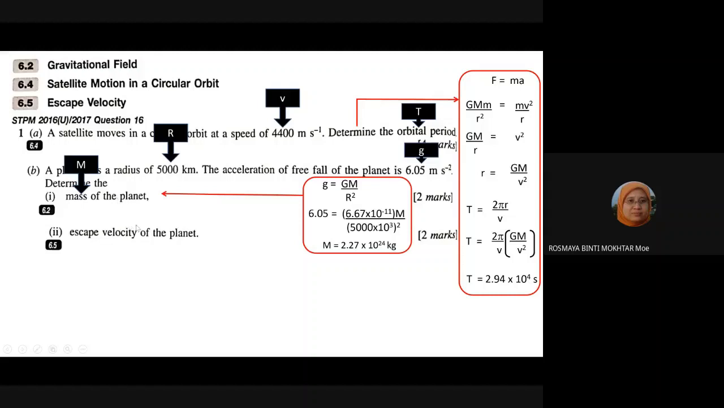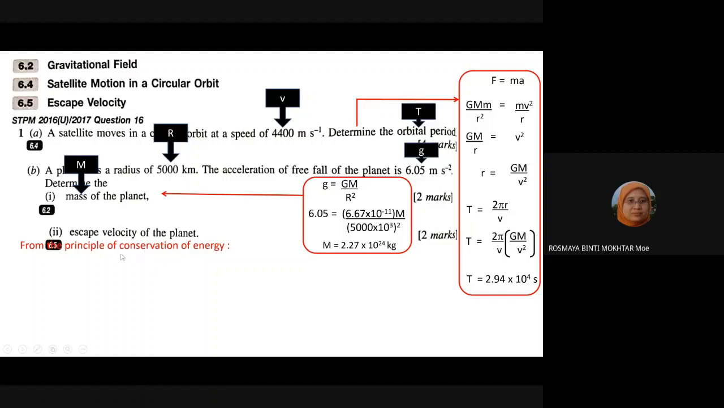Next, escape velocity of the planet. How to determine the escape velocity of the planet? For escape velocity, you use the principle of conservation of energy. It's 2 marks only, so you can directly use the equation for escape velocity. But just for revision, I start from the beginning again.